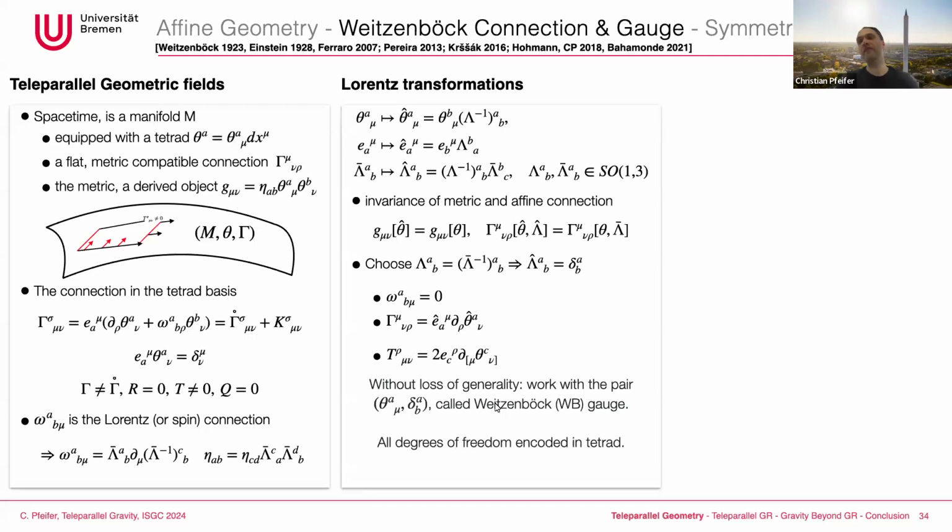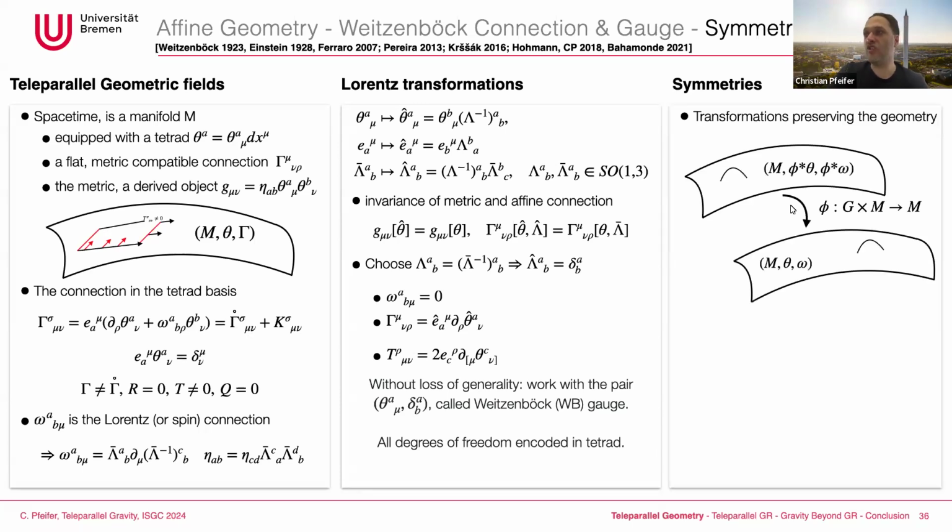And then if I want to solve the field equations later in teleparallel gravity, I need a notion of symmetry. Yeah? Usually when we solve the Einstein equations, we consider spherically symmetric solutions to describe black holes, or axially symmetric solutions, or we consider homogeneous and isotropic solutions in order to describe cosmology. So how do I describe symmetries? Symmetries in general are some transformations which preserve the geometry.